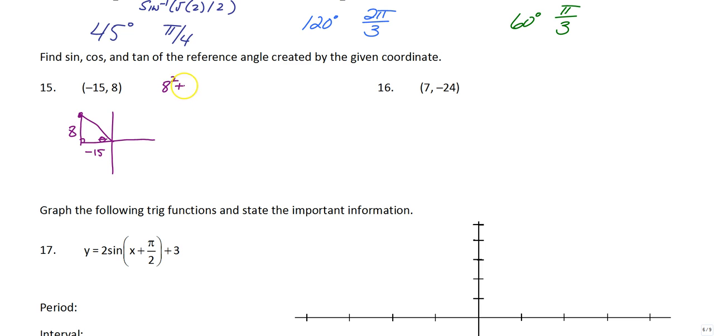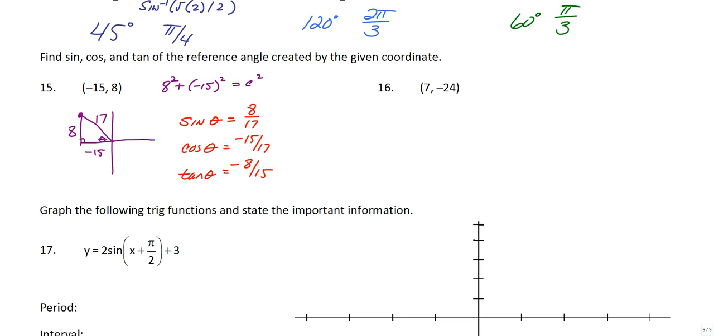We would just have 8 squared plus -15 squared is equal to c squared, and you will end up with a c value of 17. So the hypotenuse is 17. Now to state sine, cosine, and tangent: sine of theta is equal to opposite over hypotenuse, it's 8/17. Cosine of theta is equal to adjacent over hypotenuse, which is -15/17. And tangent of theta is opposite over adjacent, so that would be -8/15. But you have to just find the hypotenuse first.